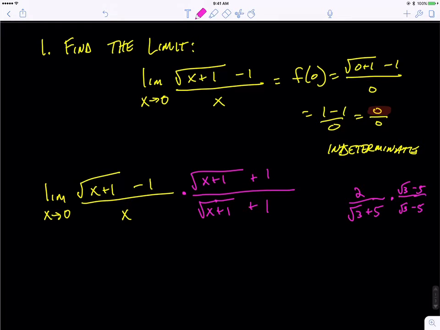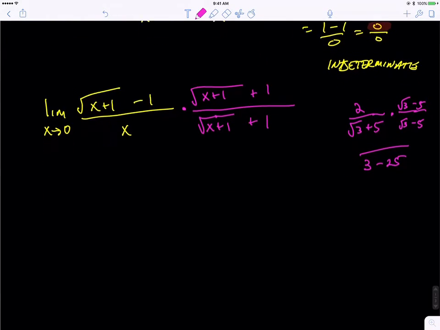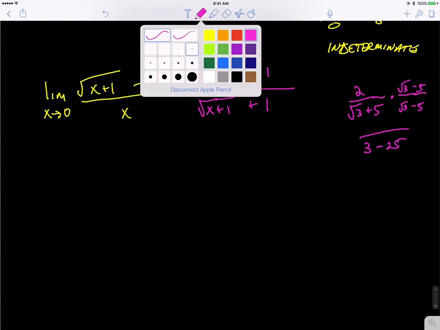Okay, and I'm not going to go through how to do that, but just trust me that in the denominator, there would no longer be a square root. It would be 3 minus 25. That's what your denominator would turn out to be, and there would no longer be a square root in it. So that's why it's called rationalizing. You're getting the irrational out of there.